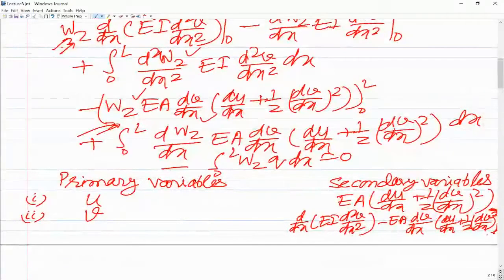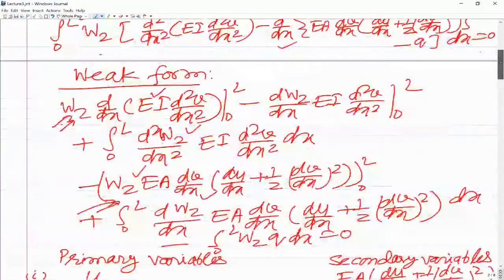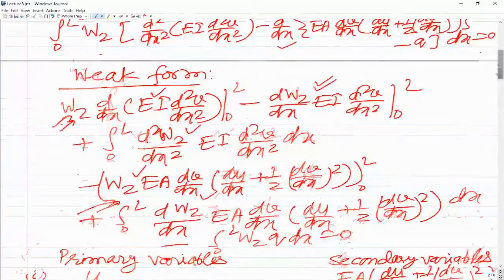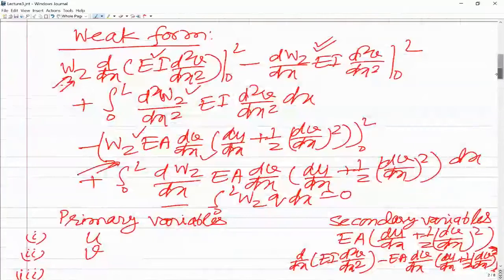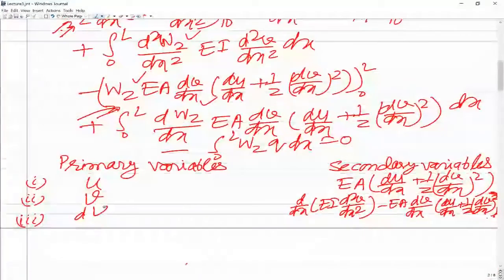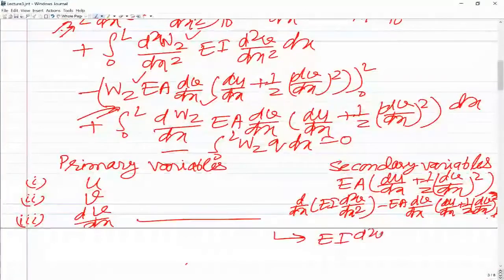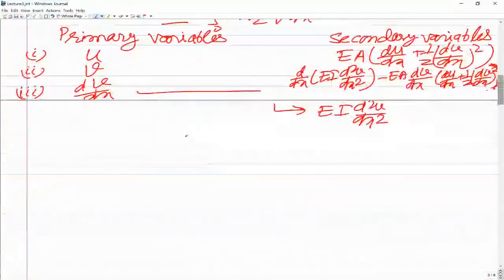And the third primary variable comes from the boundary term which is left out. This involves dw2 by dx. In place of w2 we write v, so dv by dx is the primary variable, and the corresponding secondary variable is EI into d2v by dx square. So these are the primary and secondary variables for this problem.